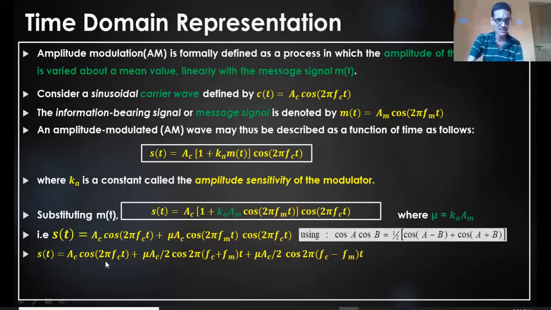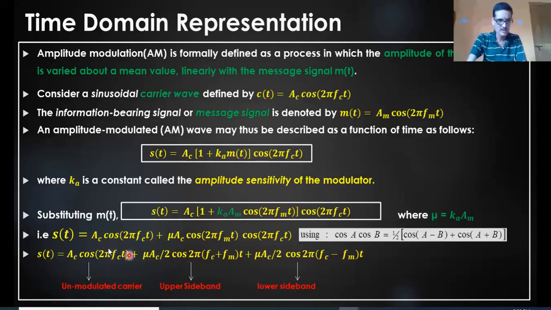So what exactly it indicates is, see this. The first term is called the unmodulated carrier. This carrier is the same as this equation. In the modulated wave, this is the modulated AM signal. In that modulated wave, it consists of three components.